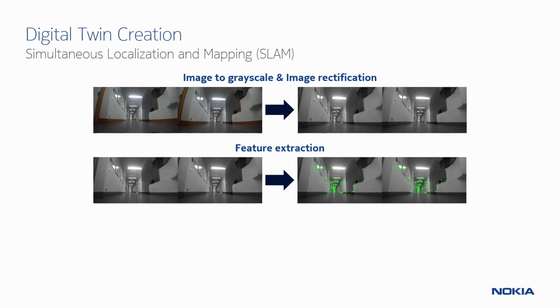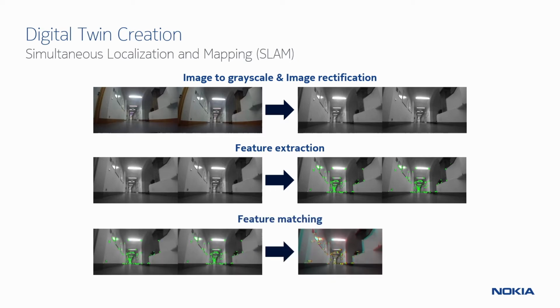Usually we find around 1000 features in each image, and by storing these features we already created a so-called feature map, and we can use this feature map to detect the position of any device by just comparing the seen features with the stored feature map.